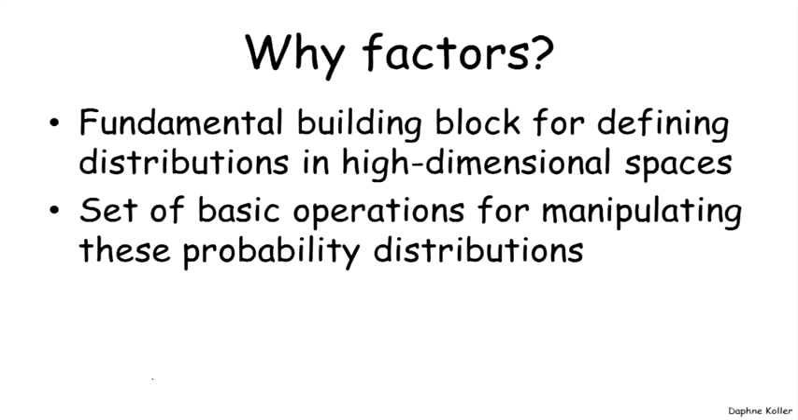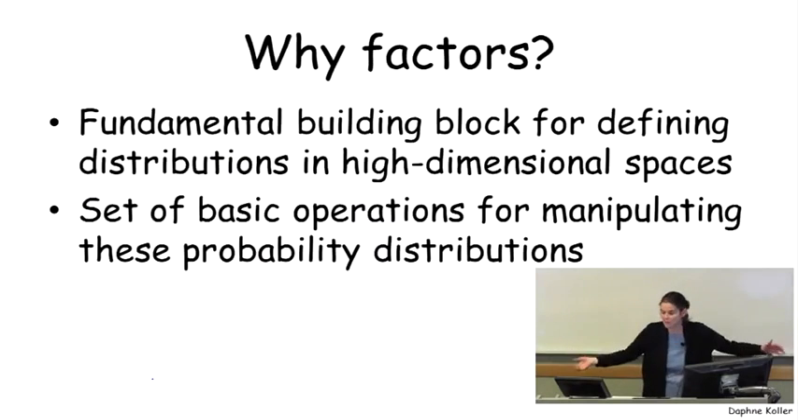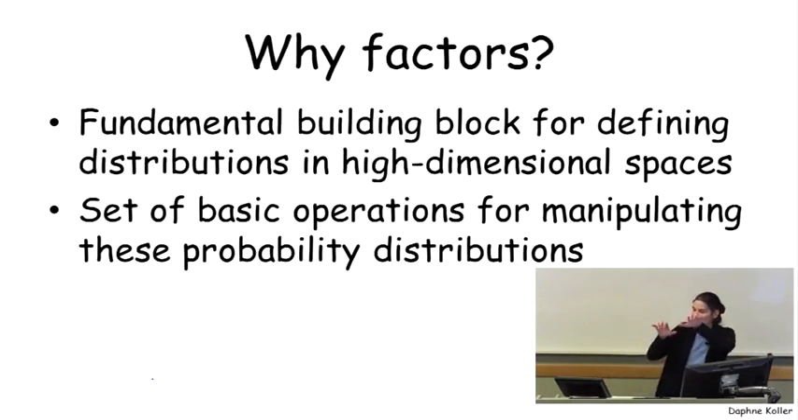Now, why factors? It turns out that factors are the fundamental building block in defining these distributions in high-dimensional spaces. That is the way in which we're going to define an exponentially large probability distribution over n random variables: by taking a bunch of little pieces and putting them together by multiplying factors in order to define these high-dimensional probability distributions. It turns out also that the same set of basic operations that we use to define the probability distributions in these high-dimensional spaces are also what we use for manipulating them in order to give us a set of basic inference algorithms.